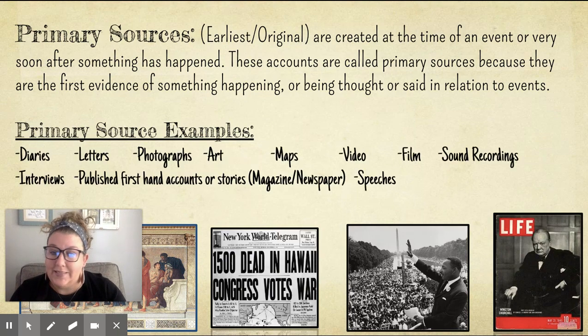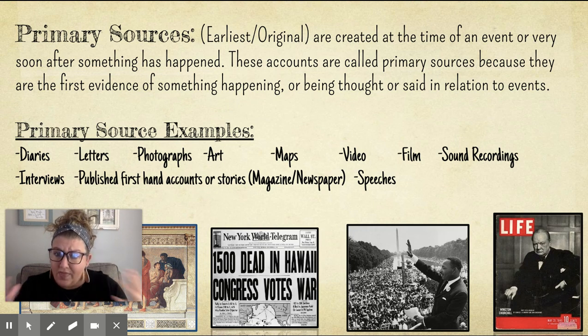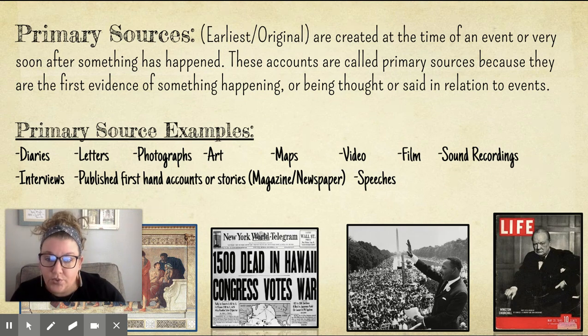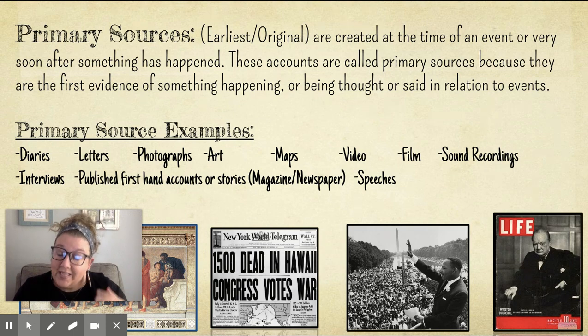So some examples: diaries, letters. So the diary of someone who is living through COVID, living through the pandemic right now, that would be an example of a primary source. A letter from, let's say, a World War II soldier writes a letter to his wife and children back home about what life is like in the trenches. That would be World War I, but you get the idea. That's a primary source. Photographs. Photographs date as far back as the Civil War now. So a photograph of an event is a primary source because it captured that moment in time.